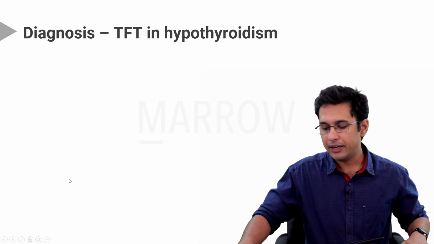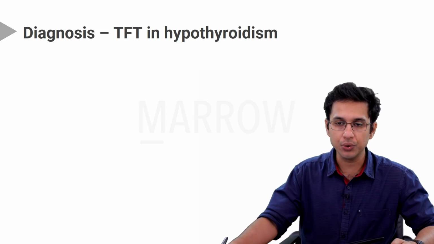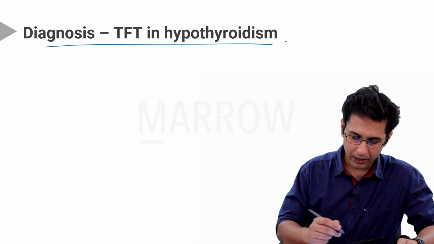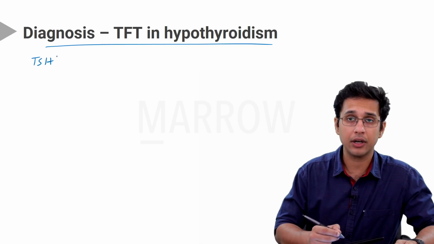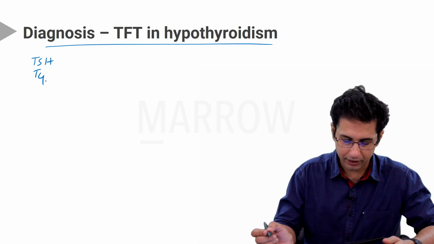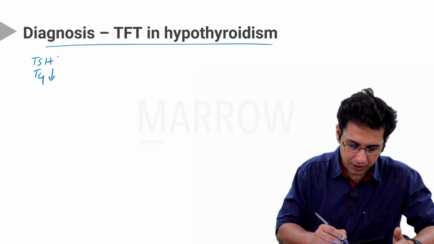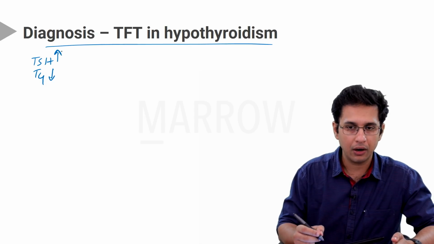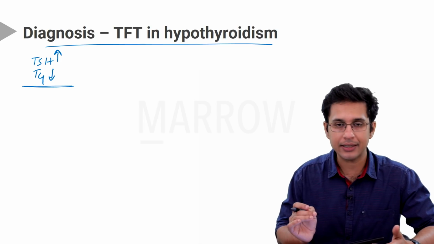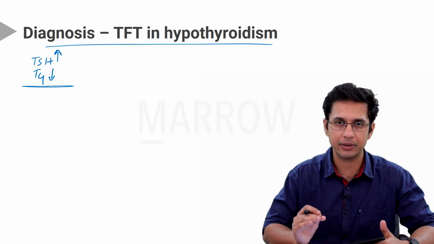Now we come to diagnosis and why and how we use TFT in hypothyroidism. I'll make it very straight, simple. You measure TSH, you measure T4. What do you expect? It's a traditional primary hypothyroidism, right? You find that this is low, this is elevated. Most cases that's good enough. Patient hypothyroid, TSH high, T4 low. Most cases good enough. Primary hypothyroidism suspected.